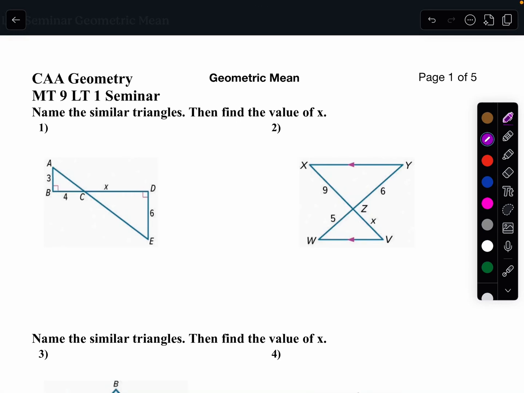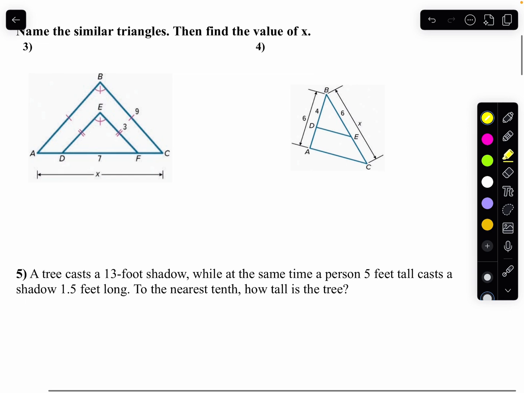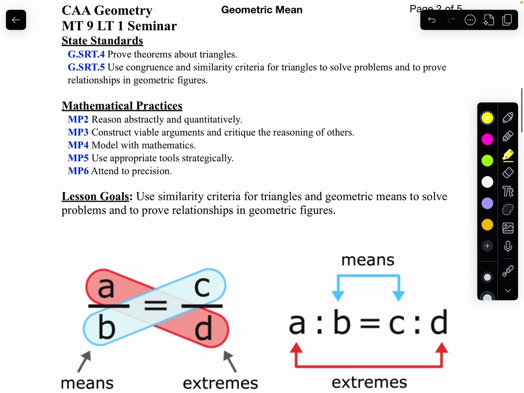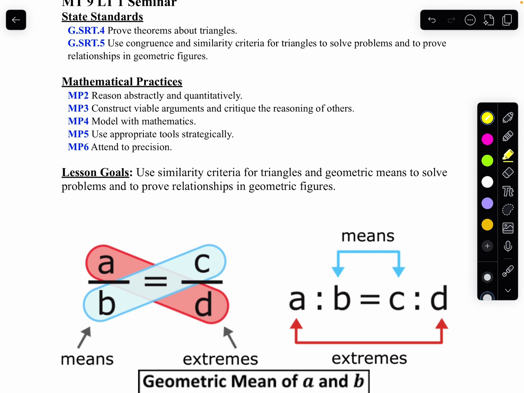Let's take a look at geometric mean in this seminar. First thing, do the first 5 questions. We'll either go over them in class or use them as a warm-up for what we're going to be doing today in this lesson. In this lesson, we're going to use similarity criteria for triangles and geometric means to solve problems and prove relations in geometric shapes.